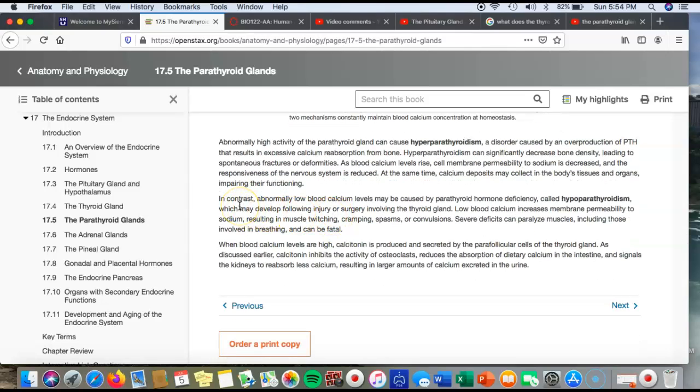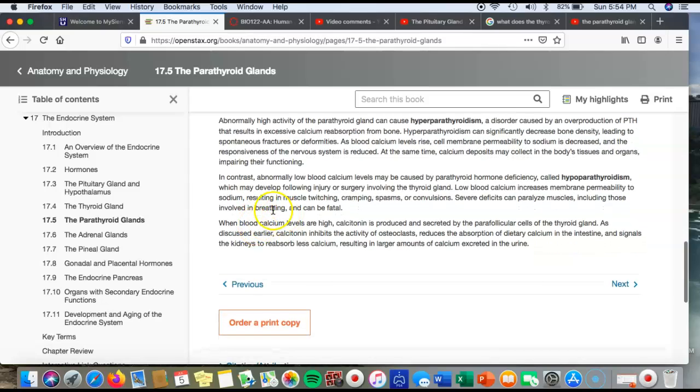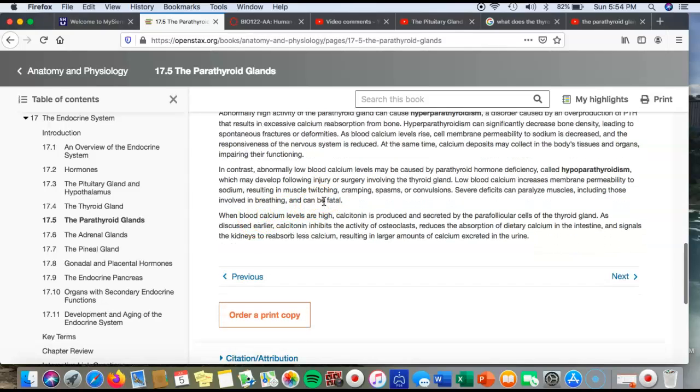And then on the other side of that, if you have abnormally low blood calcium levels, that might be caused by parathyroid hormone deficiency called hypoparathyroidism. And basically, it's the opposite of that. If there's too low blood calcium levels, so you're not taking it from the bone or the osteoblasts, what that will result in is muscle twitching, cramping, spasms, convulsion, and that can paralyze muscles including those that are involved in your breathing, and which can be fatal.